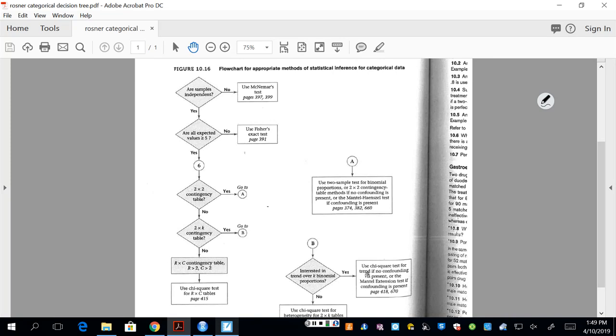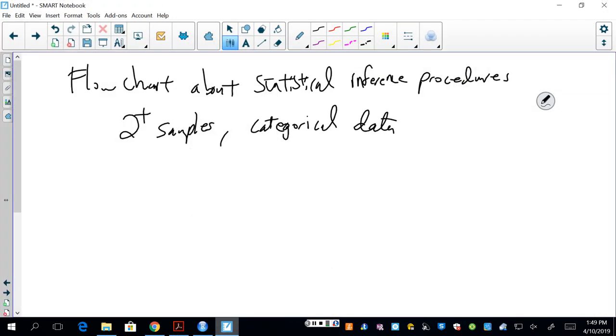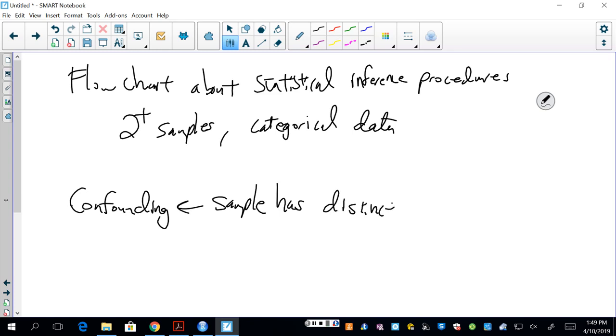If it's just 2x2, then we're in this case where you could have two binomial proportions, like the example from the homework on collapsing 2x2 tables. You could look at two proportions, do confidence intervals, hypothesis tests, or you could do a chi-square test for 2x2 tables. That works out. There's something in here called Mantel-Haenszel. We're not going to study this. Sometimes there's some confounding, in the sense that our sample has distinct subgroups in it.